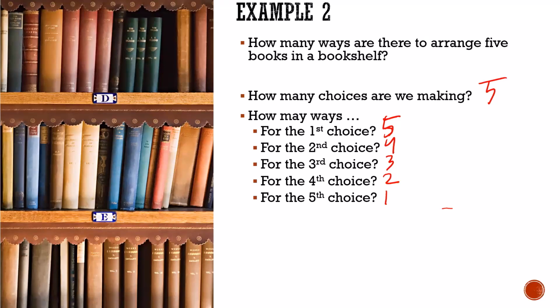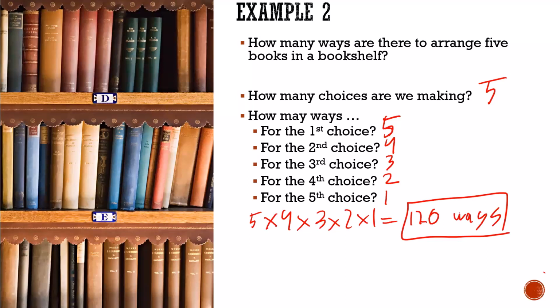So using the multiplication principle, the answer would be 5 times 4 times 3 times 2 times 1, which is 120. So there's 120 ways. I could make that bookshelf, and if I give you 5 books and I arranged them, there are 120 different photos I could take. And that's just with a small number of books.